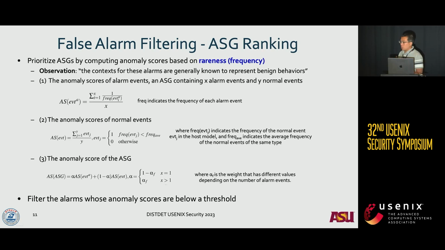The second step we do on the server side to filter false alarms is to compute the anomaly score. We design the anomaly score to focus on the rareness of the events. Each ASG contains at least one alarmed process, and then a set of benign events because of the ancestors and the descendants. So we compute the anomaly score based on the frequency of the normal events that we found in the ASG and also the alarm event we found in the ASG. And then we filter out the ASGs whose anomaly score is below a threshold. This threshold will be determined during the training period.